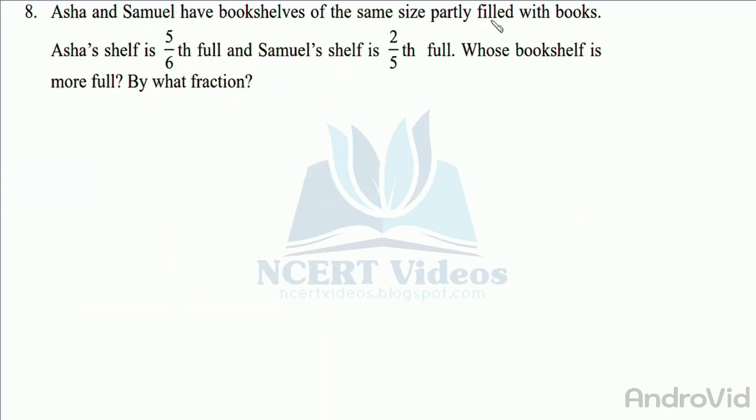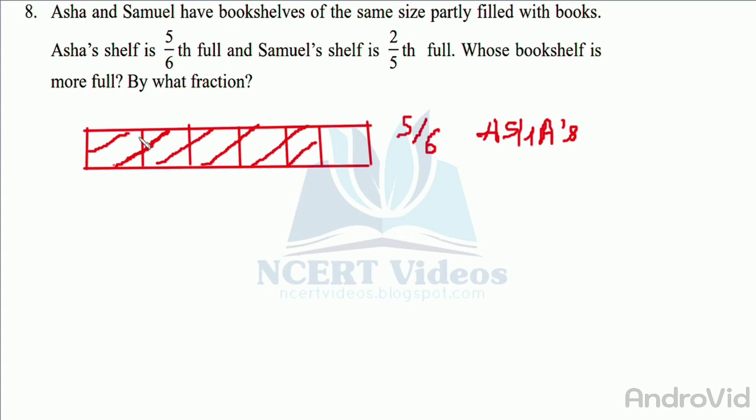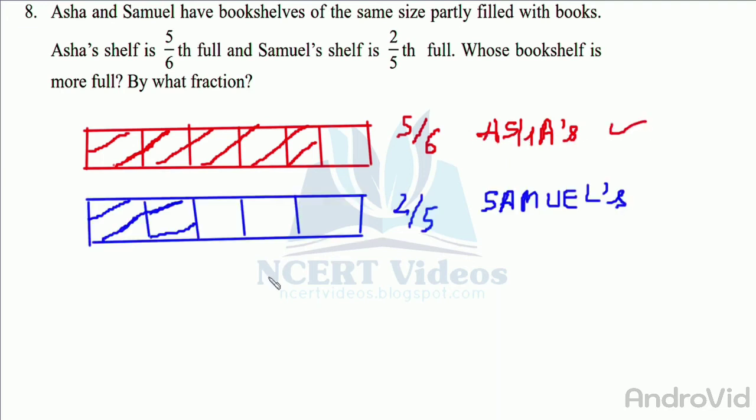Question 8. Asha and Samuel have bookshelves of the same size partly filled with books. Asha's shelf is 5/6 full. Samuel's is 2/5 full. Whose bookshelf is more full? By what fraction? Let's represent Asha's, that is 5 occupied out of 6. Samuel's, 2 occupied out of 5. So we cannot compare them. Prior to that, we have to make them like fractions.